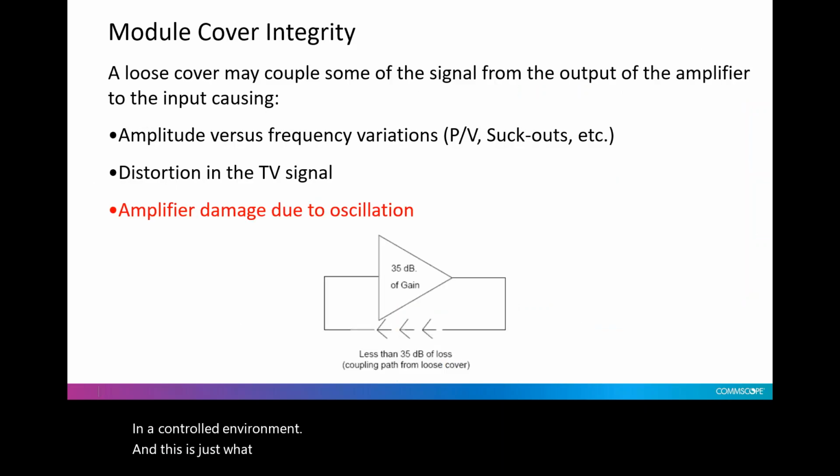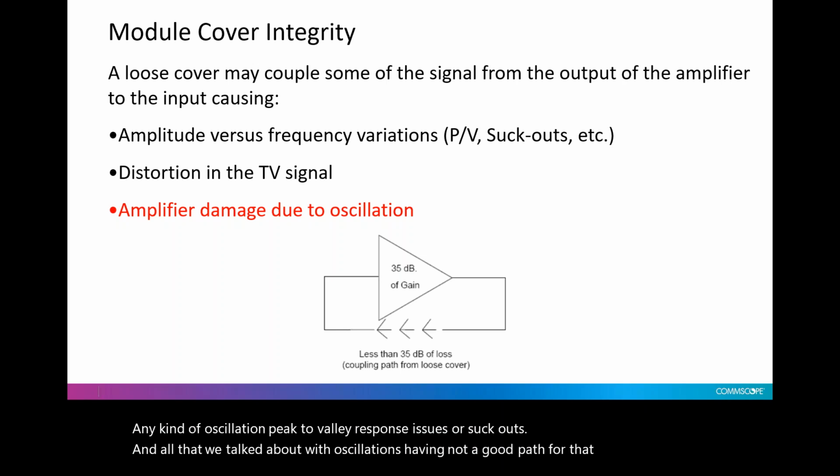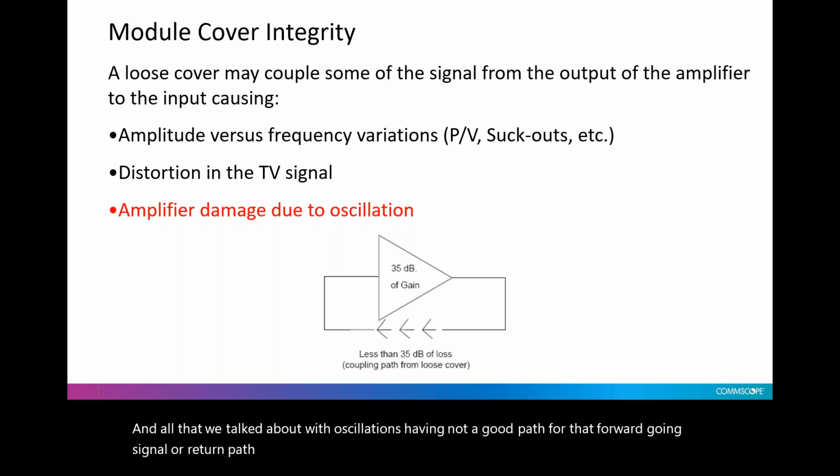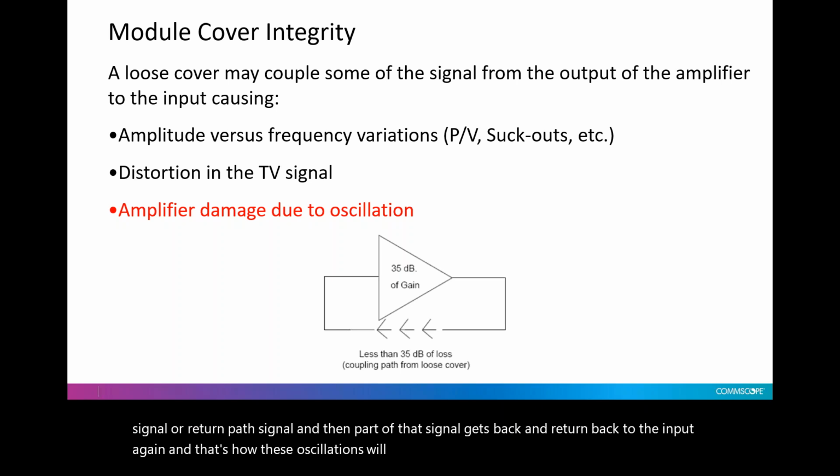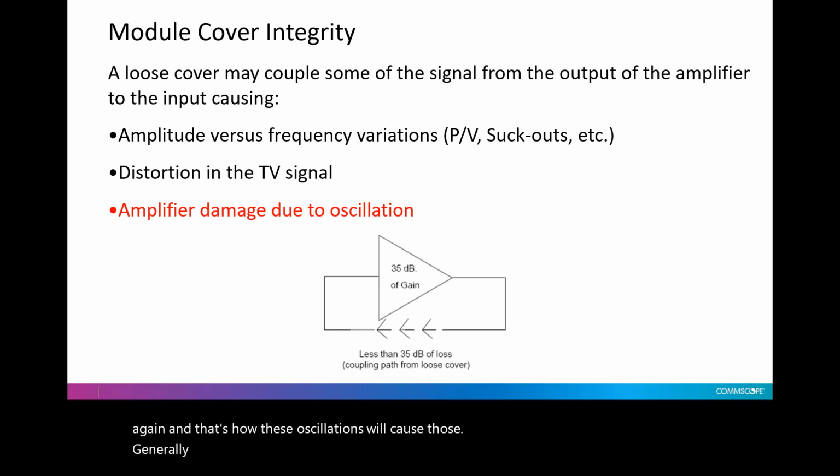And this is just what I was talking about, module cover integrity. Just make sure you're not creating possibility for any kind of oscillation, peak to valley response issues or suck outs. And all that we talk about with oscillations, not having a good path for that forward going signal or return path signal. And then part of that signal gets back and returned back to the input again. And that's how these oscillations will cause those, generally the output hybrids, to burn up. So be very mindful of that.